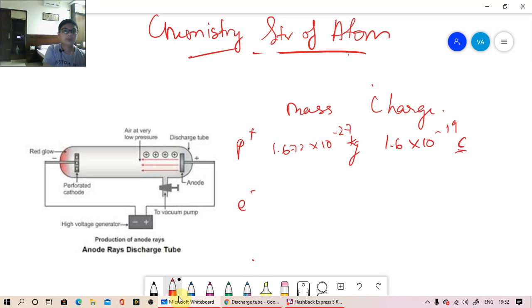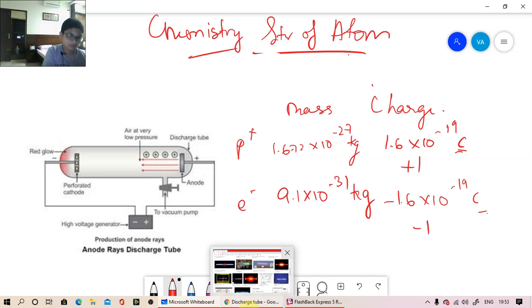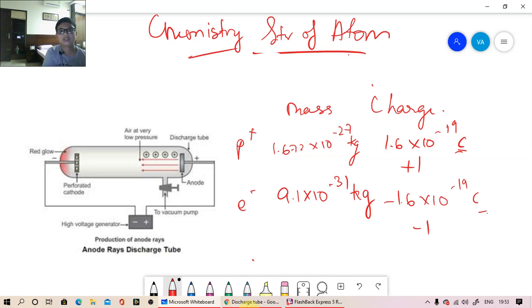And here the mass of an electron is 9.1 into 10 to the power minus 31 kg. This is very, very less. And the charge value is minus 1.6 into 10 to the power minus 19 coulombs. Very simple. So here it's plus 1, here it's minus 1. That's all the difference.